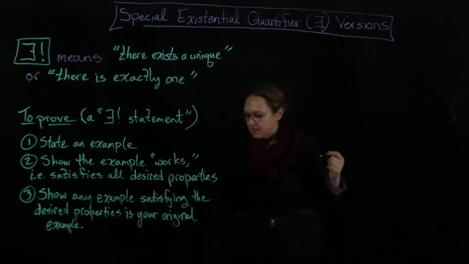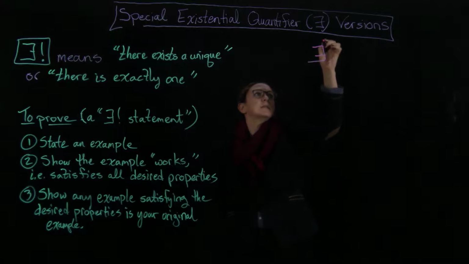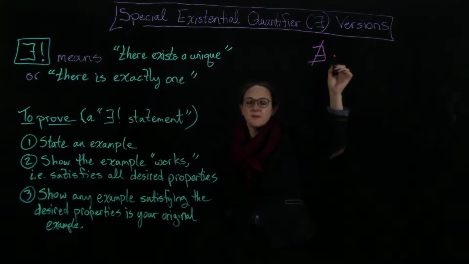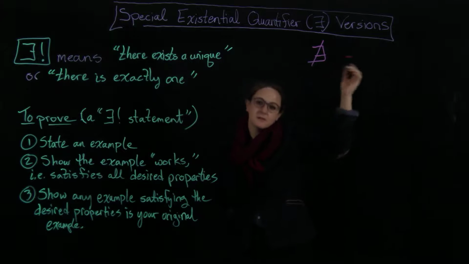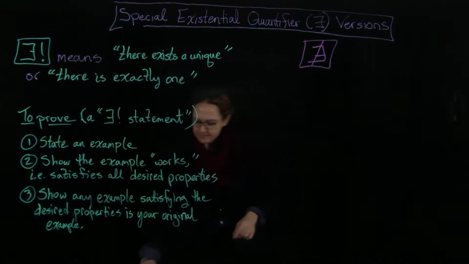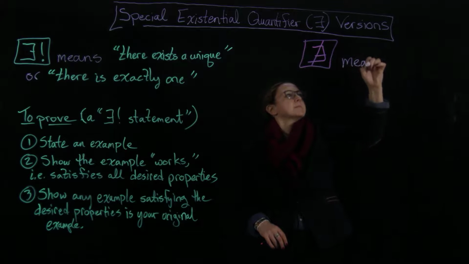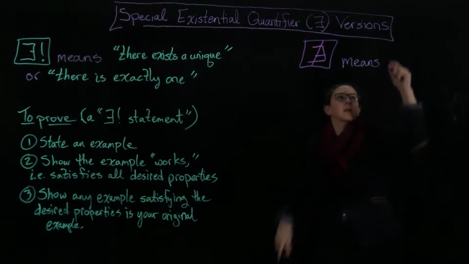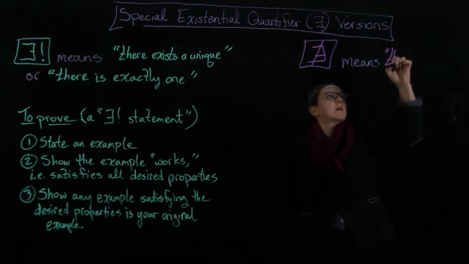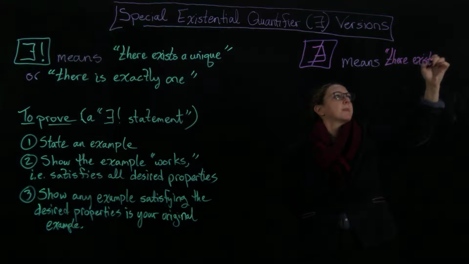The other one that I want to show you is this, which is going to be very common. A line drawn through something basically means no. So this means there exists no.